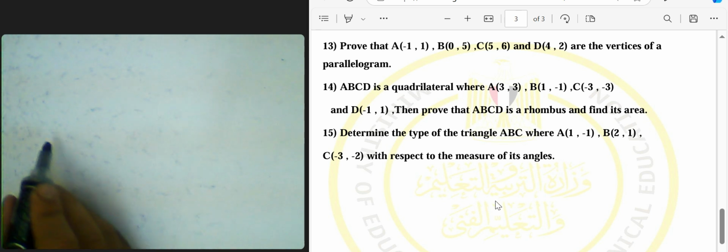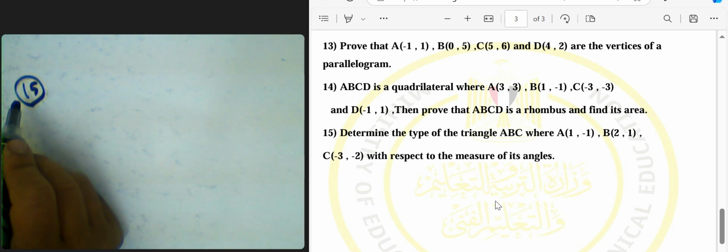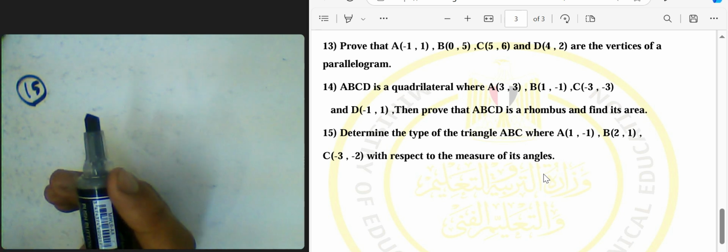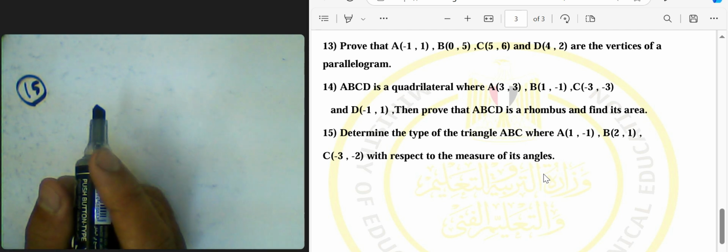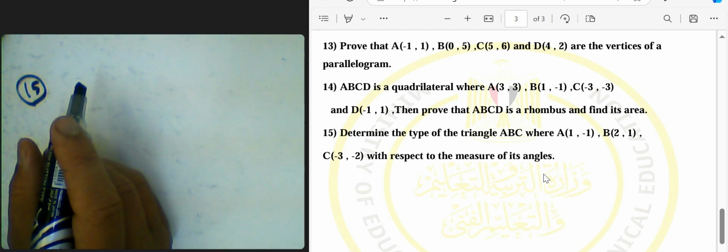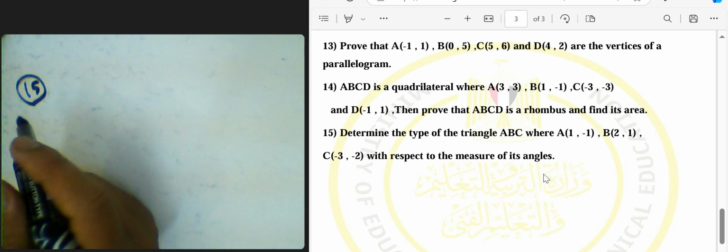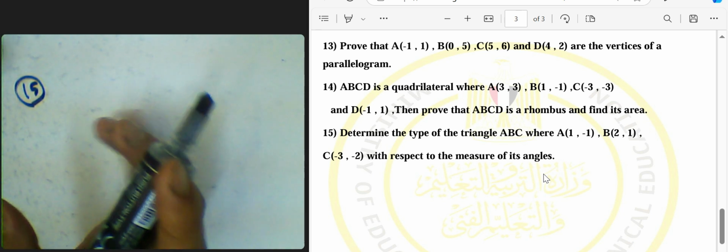Question 15: Determine the type of triangle ABC with respect to the measure of its angles. Okay, we want to determine its angle. You can find the lengths of AB, BC and CA using the rule: if the greatest side power 2 equals the sum of the other two sides power 2, it will be a right angle triangle.